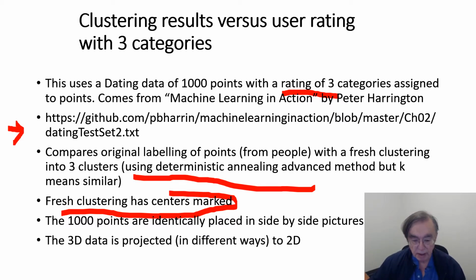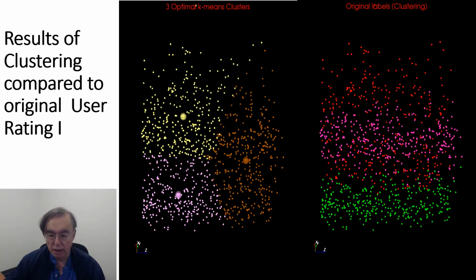And then we have side-by-side pictures of the user clustering and the machine clustering, and the 3D data is projected in different ways to 2D. There we are. Here we have the original user labels over here. Here we have the k-means. Well, in this projection, they don't look so similar, do they? In fact, they look totally different because this one is done in horizontal stripes, and this one is done actually just in blobs. Well, that's just inevitable.